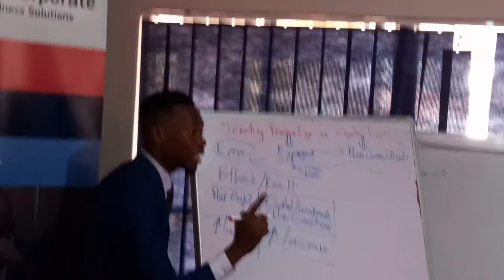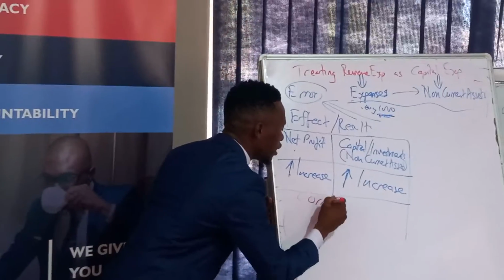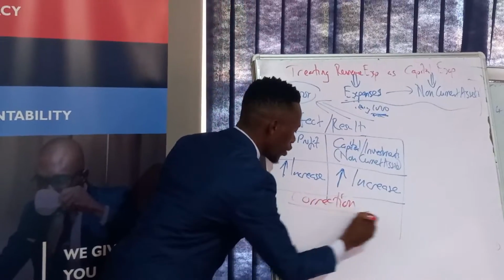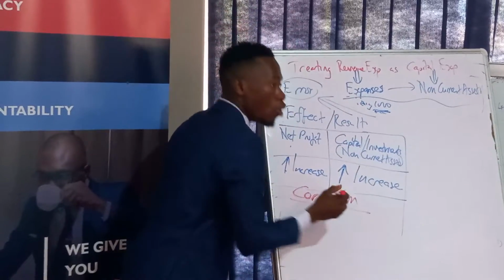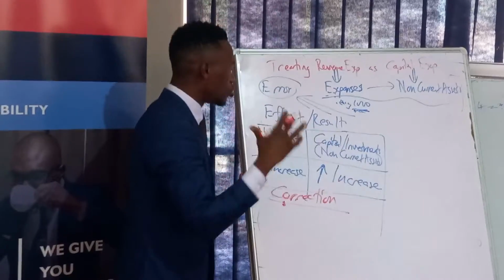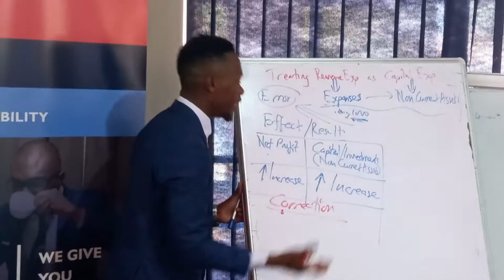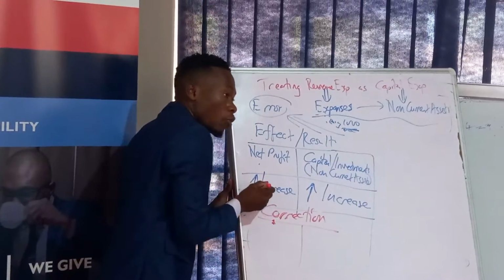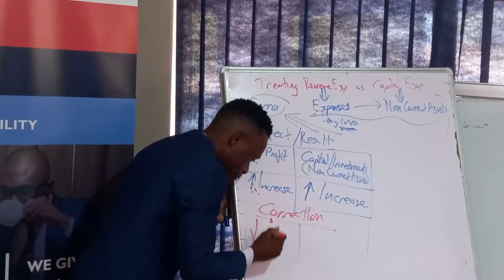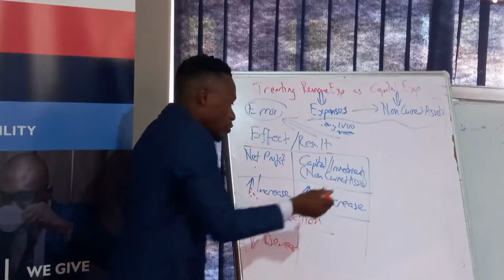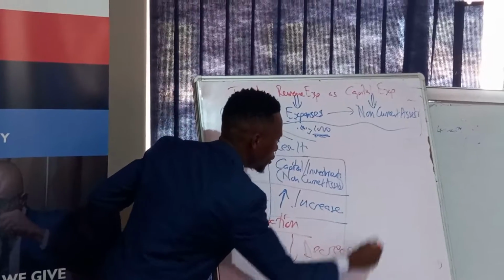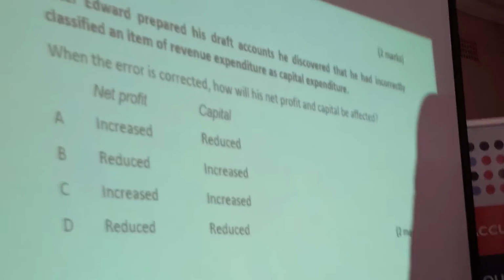So guys, let's correct the error. So on the correction side, when you correct, so now correction, let's do corrections. When you correct, you don't need to think twice. Just know that it is the opposite. So if it increased here, when you correct it, what? It decreased. This one increased. When you correct it, what? The correct answer is easy stuff.